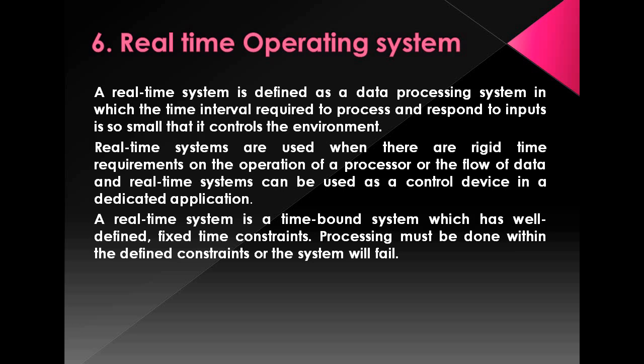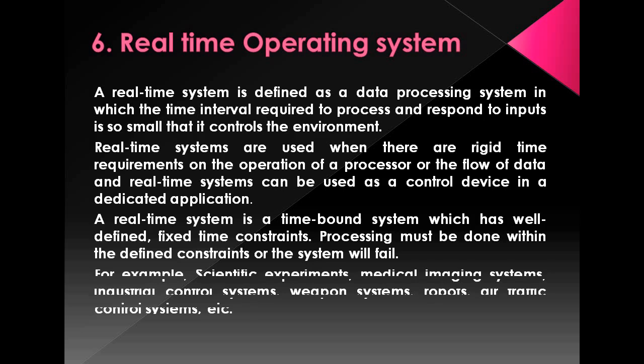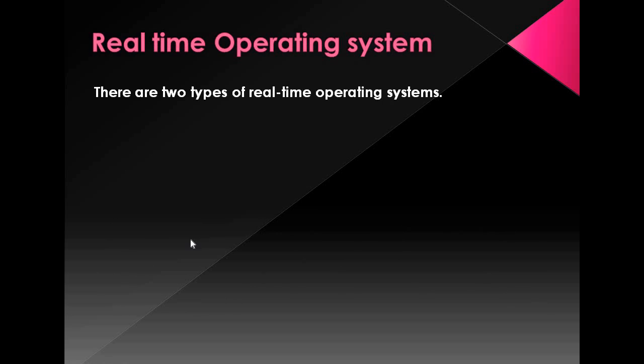A real-time system is a time-bound system which has well-defined fixed time constraints. Processing must be done within the defined time constraints or the system will fail. Examples of real-time operating systems are scientific experiments, medical imaging systems, industrial control systems, weapon systems, robots, and air traffic control systems. There are 2 types of real-time operating systems.